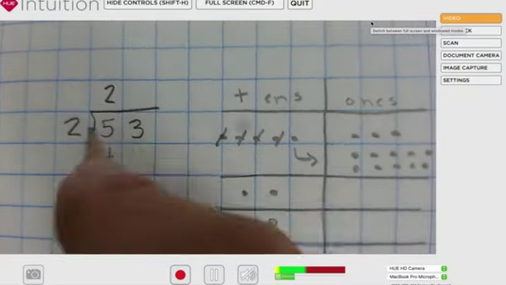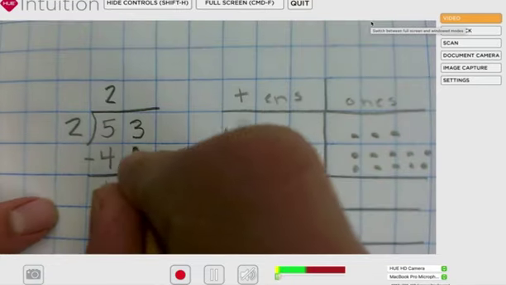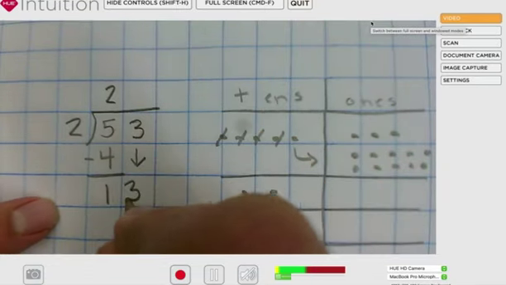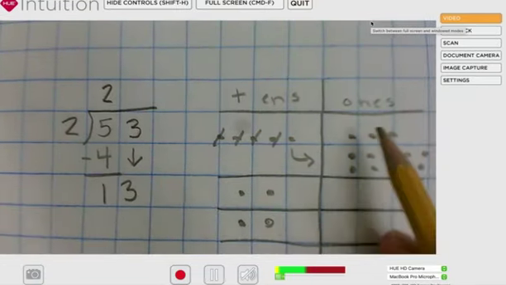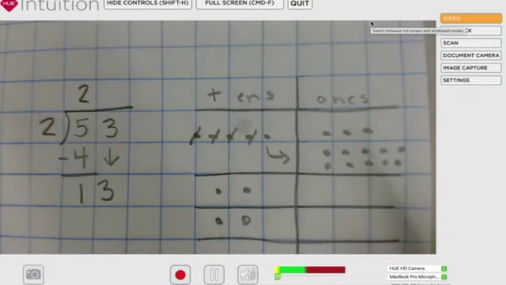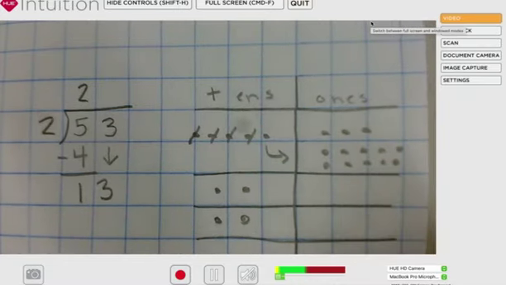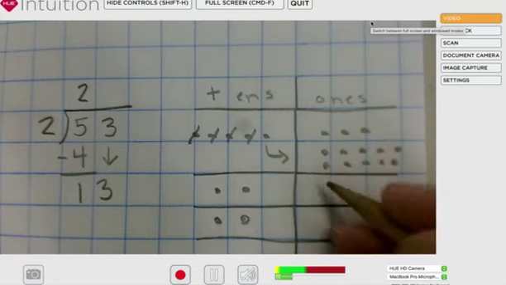And if we wanted to represent that over here, we would drop the 3, and now we have 13. 13 ones, we just have 13. Okay, and then we do the same thing over here that we did right here.